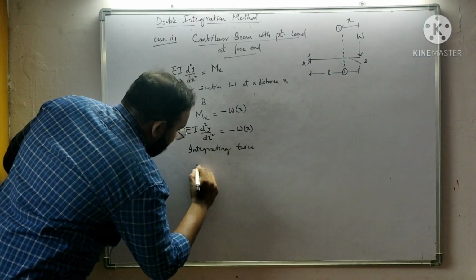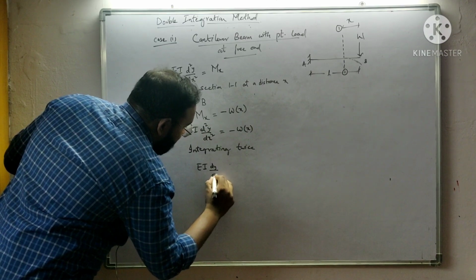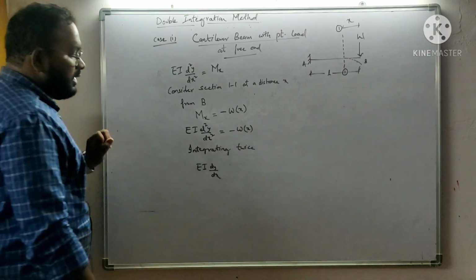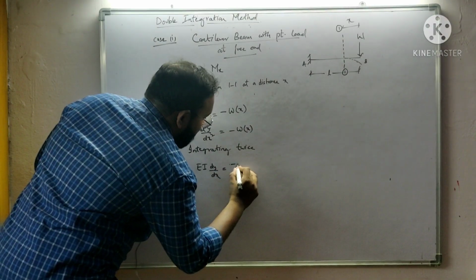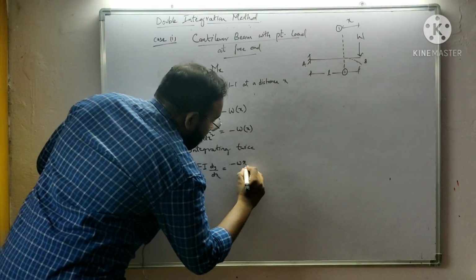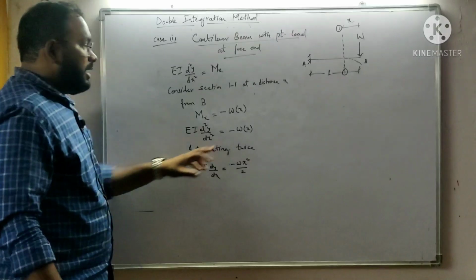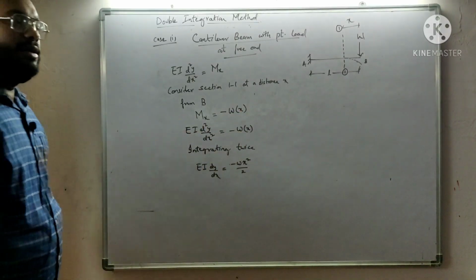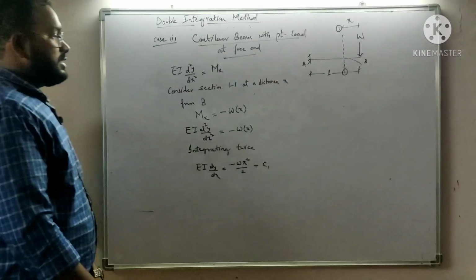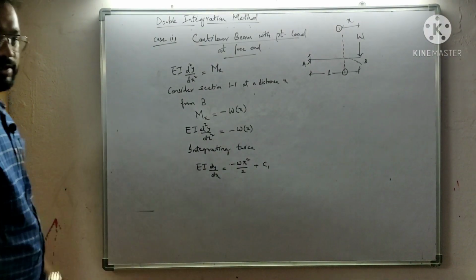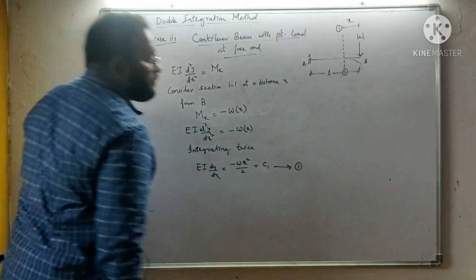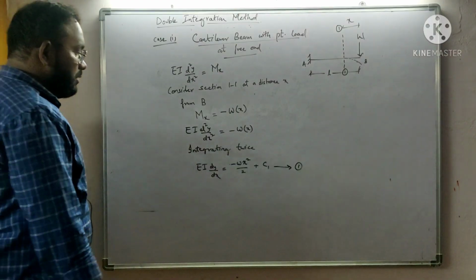On first integration, EI d²y/dx² will become EI dy/dx. Integration of d²y/dx² is dy/dx, equal to minus W into integration of x power 1, which is x power 1 plus 1 by 1 plus 1, so x²/2. Integration of x is x²/2, and you also have an integration constant C1 here. On integration you have a constant C1. Let this be equation number 1.